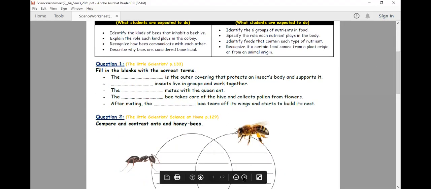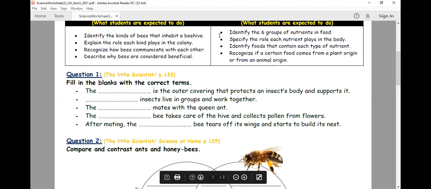We'll start with the first question. Fill in the blanks with the correct terms. Go, Amal. What's the outer covering that protects an insect's body and supports it? What is it called? What covers the insect's body? Do insects have bones? They don't have bones. Okay, so what protects them?